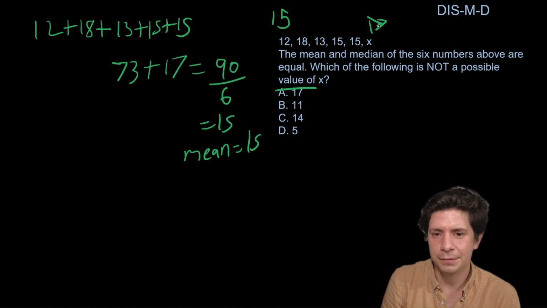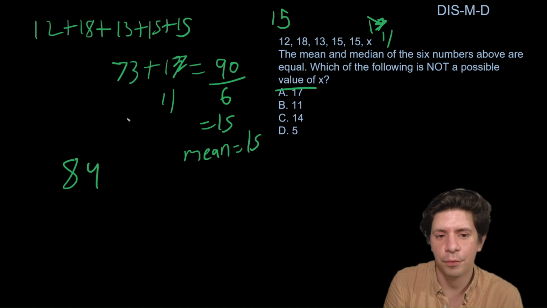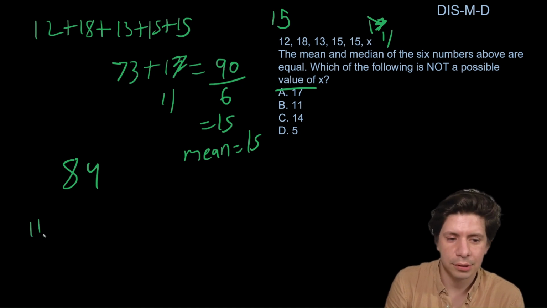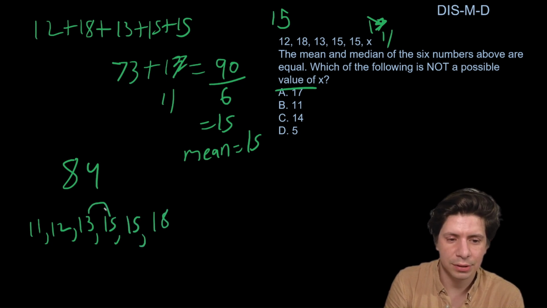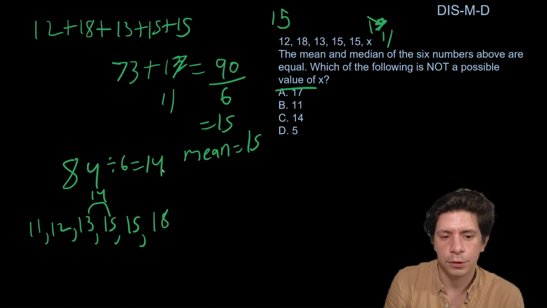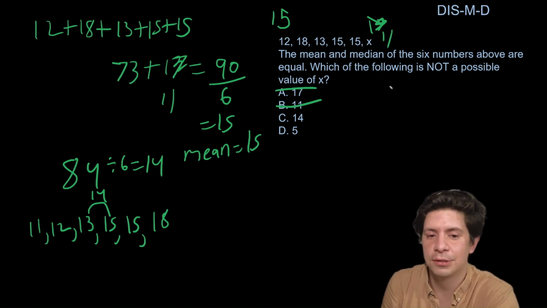If we have 11, right, we're going to get 84. Okay, so in this world of 84, our new numbers are 11, 12, 13, 15, 15, 18, and our median is now between these two, and it's 14. Now 84 divided by 6 equals 14, so that one also works. It is a possible value. We're looking for what's not possible.